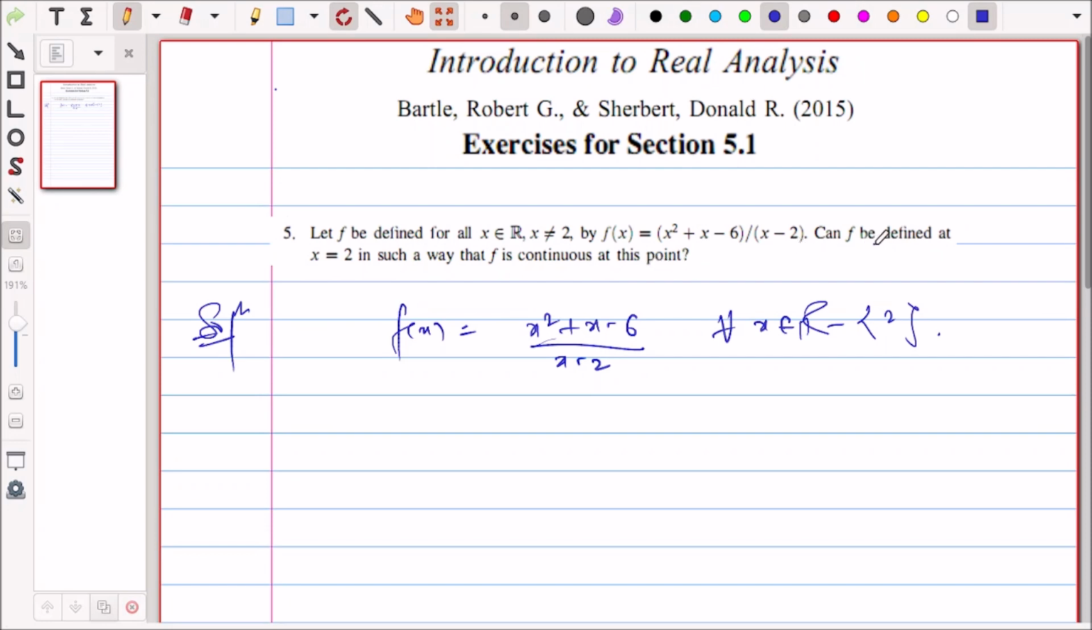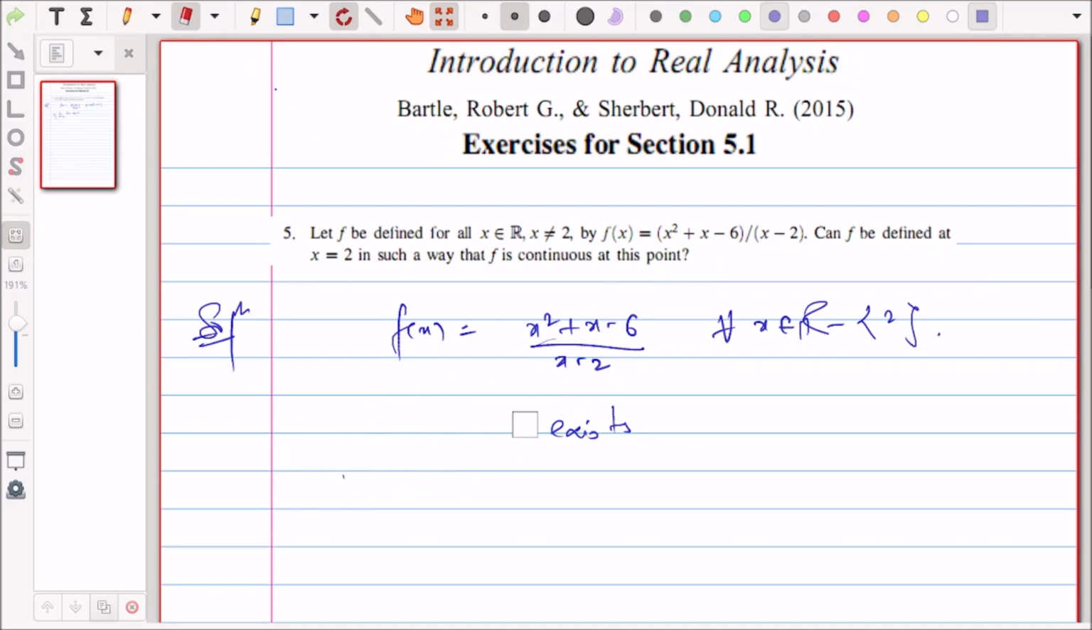To define a function keeping the continuity intact, we have to define the function as the limiting value at that point. So if the limit as x tends to 2 of f(x) exists, then only can we define f to be continuous at x = 2. Otherwise we cannot define this. So this question is asking, can f be defined at x = 2 in such a way that f is continuous at this point?